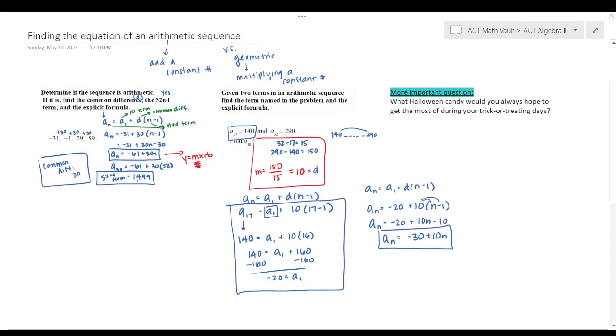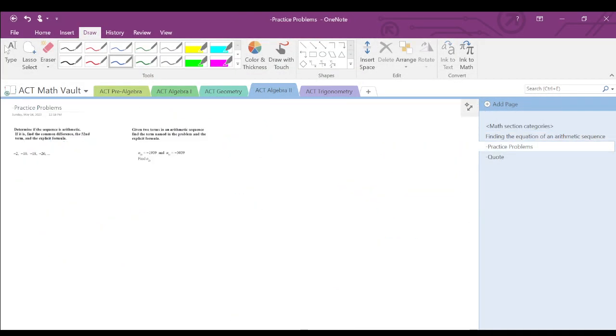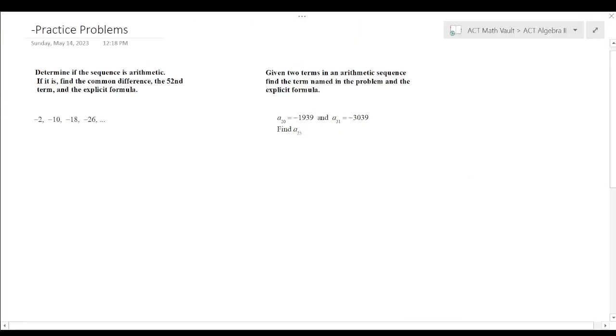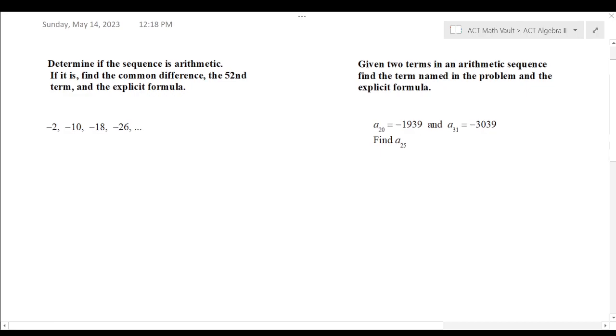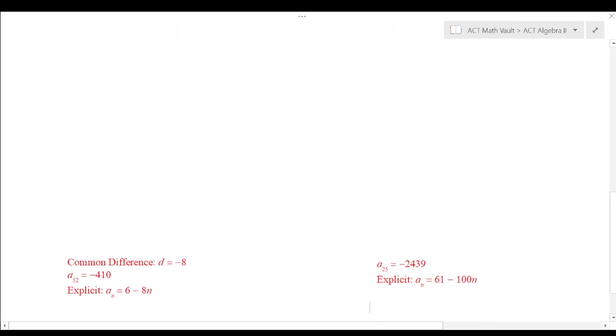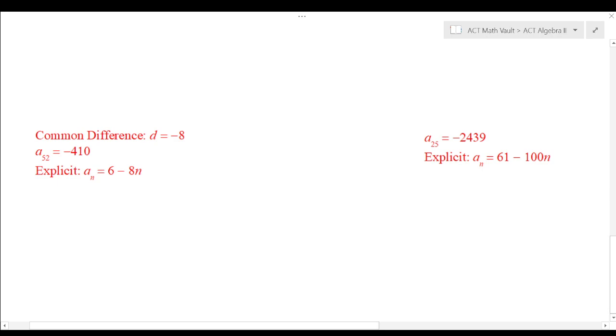All right, let's talk about some practice problems. Here are two that are pretty much the same problem that you just saw, just nice practice. So I encourage you to pause the video before I show you the answers. Here they are. I recommend you would find this first, this second, and this third, and then the formula you'd have to find first and answer second.